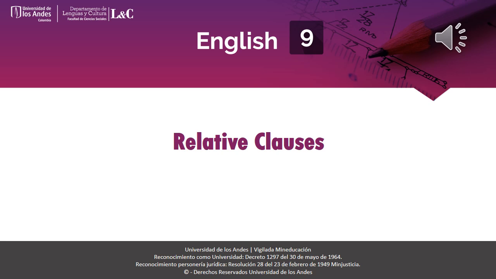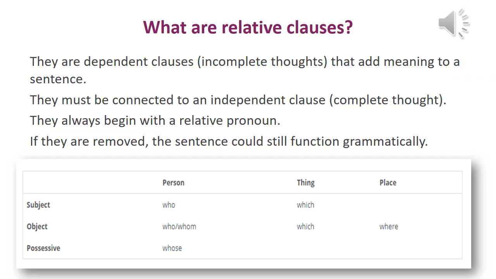English 9, Relative Clauses. What are relative clauses? They are dependent clauses, incomplete thoughts, that add meaning to a sentence. They must be connected to an independent clause, a complete thought. They always begin with a relative pronoun. If they are removed, the sentence could still function grammatically.